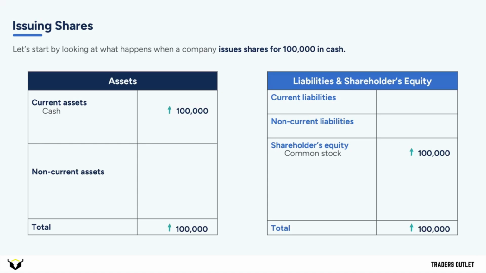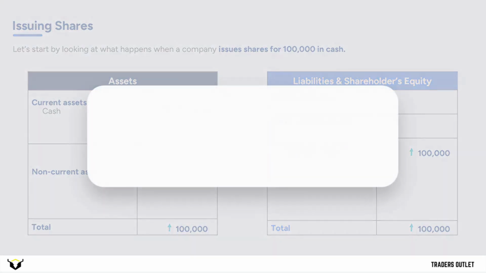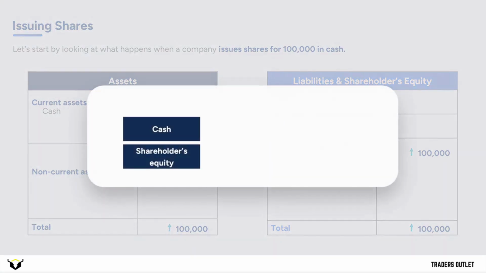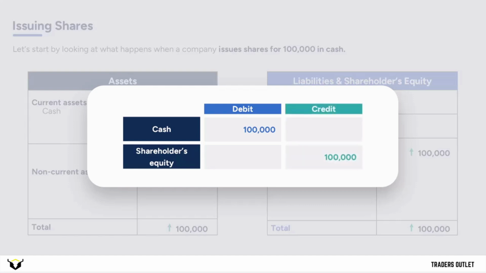Now let's look at the same transaction from a debit and credit perspective. Remember that increasing assets is a debit. Since we added $100,000 in cash, which is an asset, we debit cash. The increase in equity, you may recall, is recorded as a credit. The key thing here is that our total debits have to match our total credits. That's the accounting equation, that assets equal liabilities plus equity, still holds. In this case, we have $100,000 equaling $100,000.